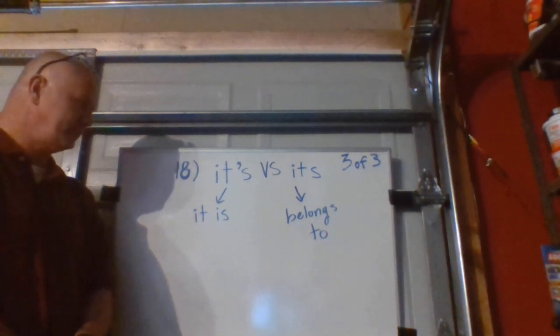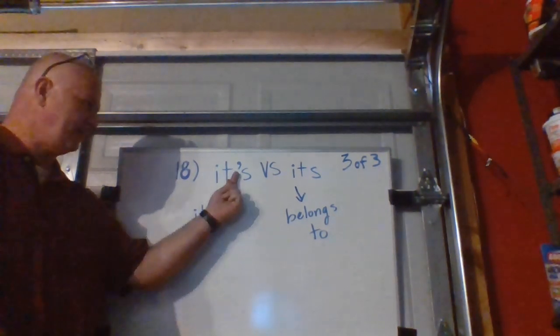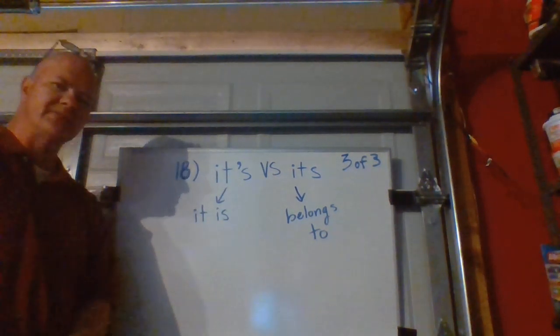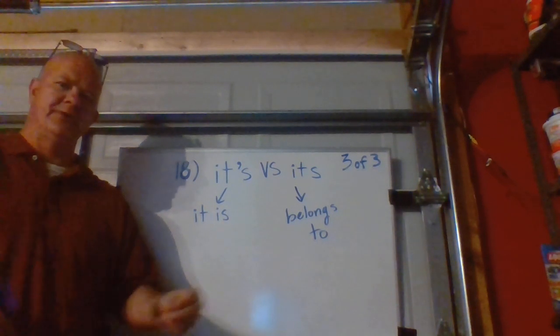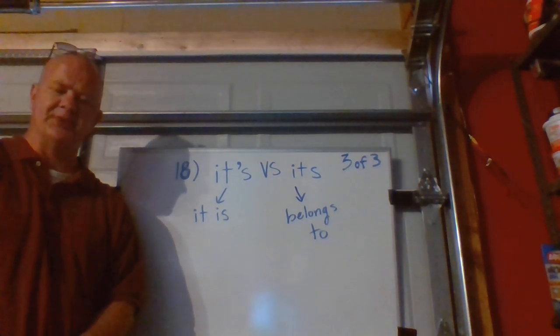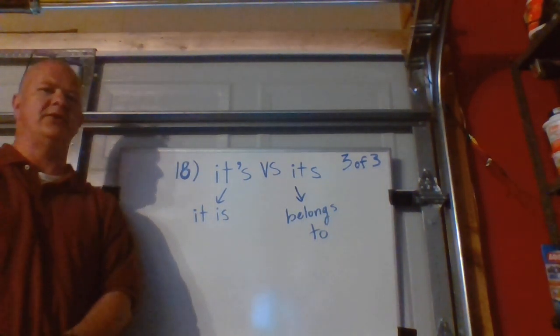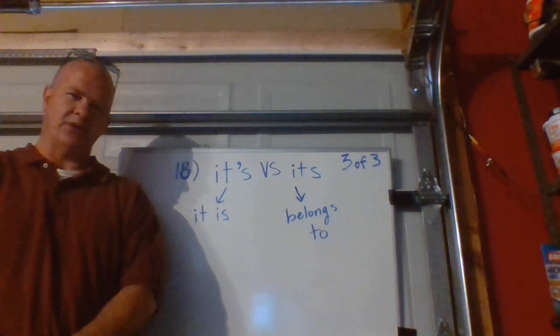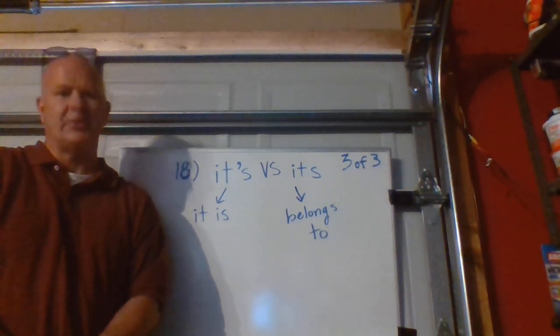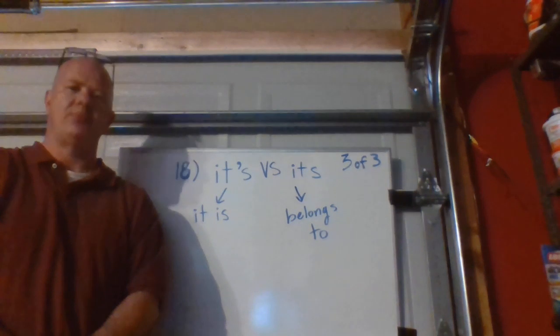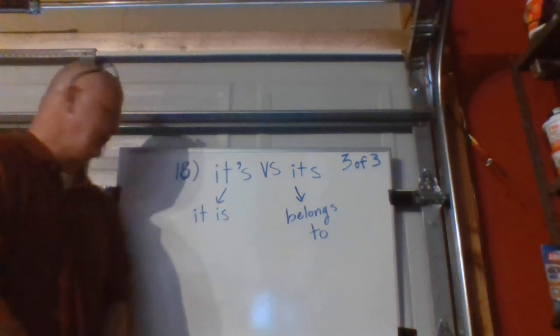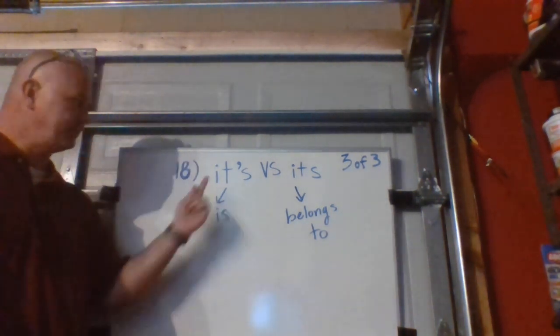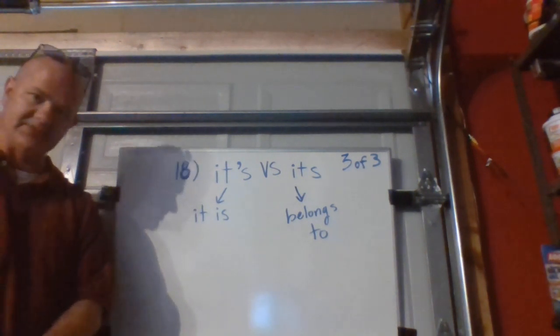18, it's versus its. So we got I-T apostrophe S. Remember that apostrophe shows a contraction. It represents two or more words. In this case, it means it is, and it always means it is. For example, if we were to say it's raining outside, we could say it is raining outside, and that would make sense. So that means we have to use I-T apostrophe S.